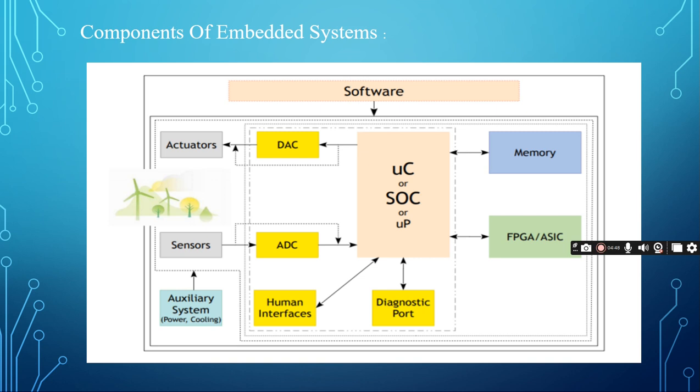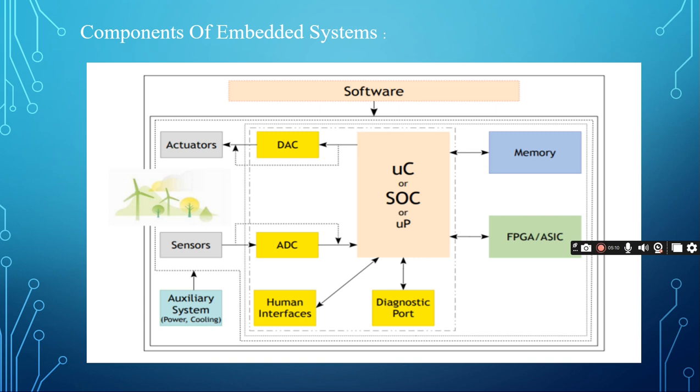So what is an actuator? An actuator is a device that produces a motion by converting energy and signals going into the system. The motion it produces can be either rotary or linear. So what is a digital to analog converter?